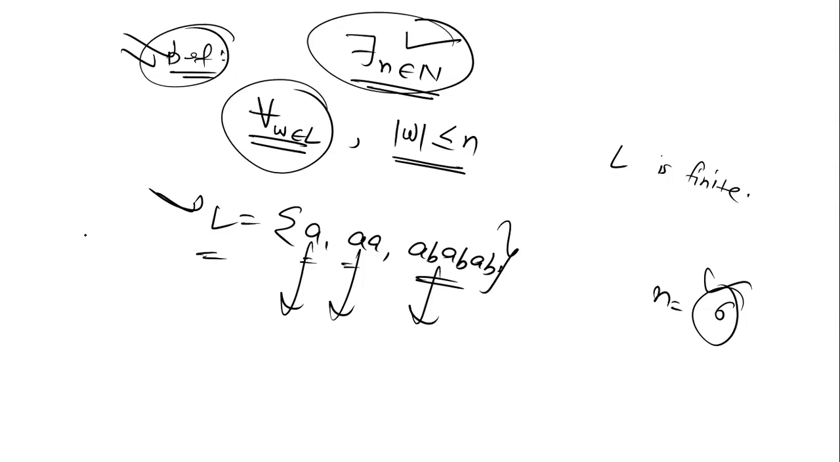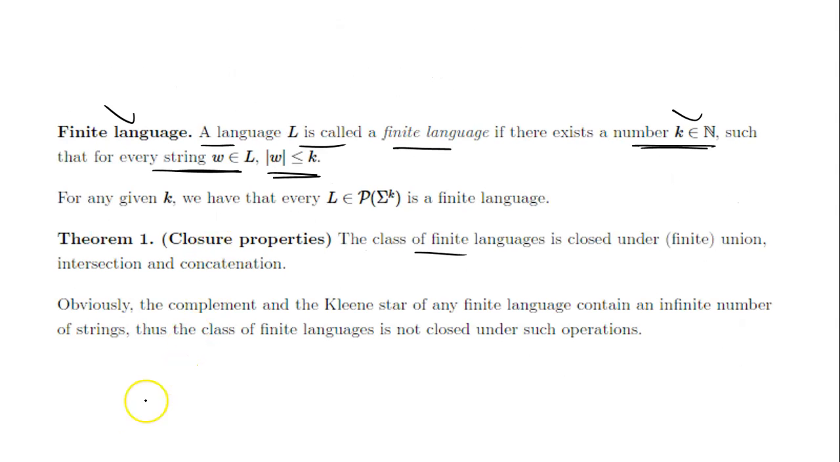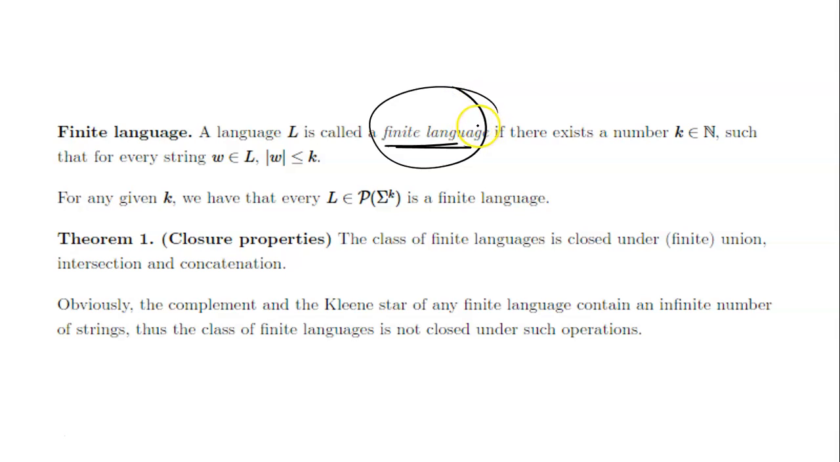So many closure properties we have seen for these finite languages, and the important thing you need to remember is that a finite language, a finite set, can be defined in many different ways. In an exam they may not tell you that the language is finite. What they will do is say that you have a language that satisfies this property: there exists a natural number k such that every string has length less than or equal to k. In that case you need to observe that this language L is basically a finite language.